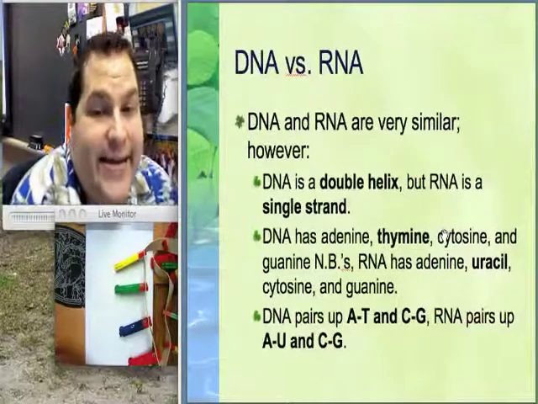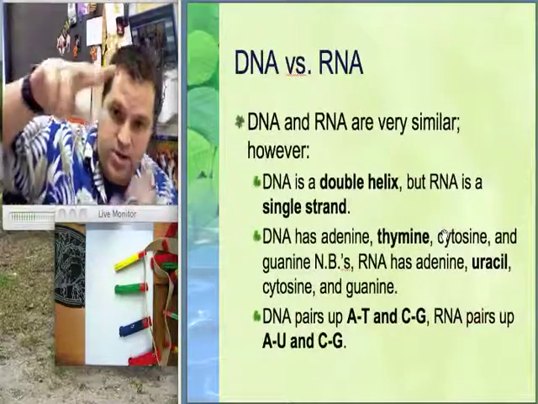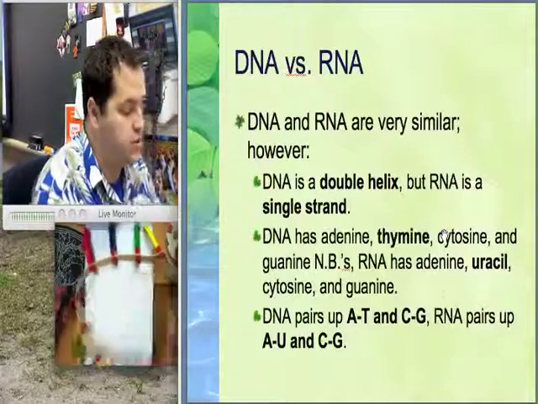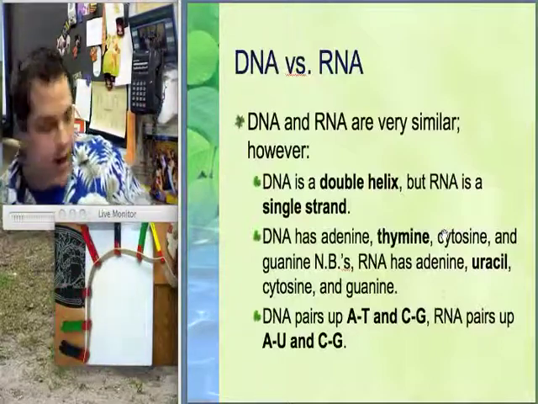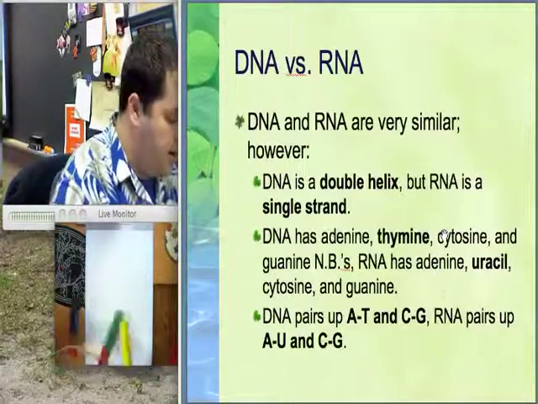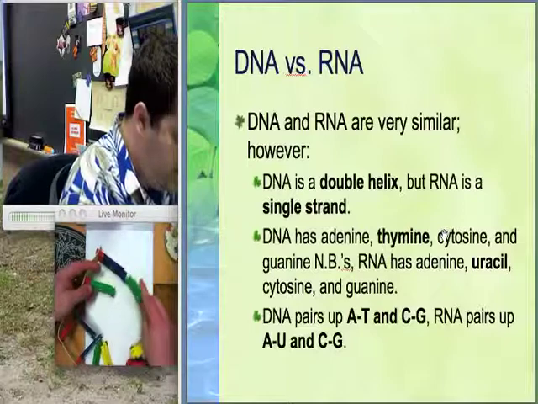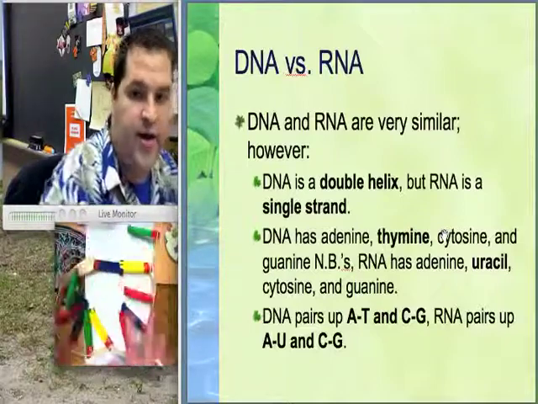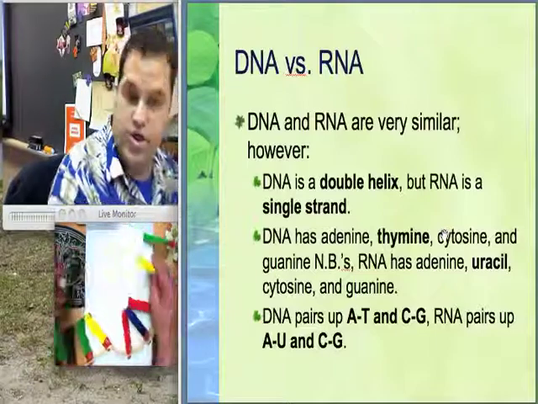First off, DNA is a double helix. That means it makes that twisted shape that we saw earlier. But RNA is single-stranded. It looks something like this, right? And sometimes RNA can double back on itself and connect like this and make little rings, but for the most part, it's just a single strand.